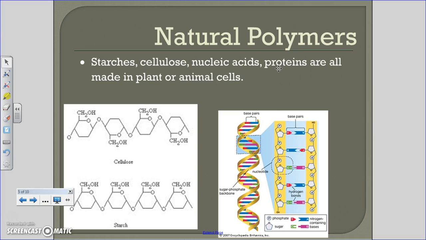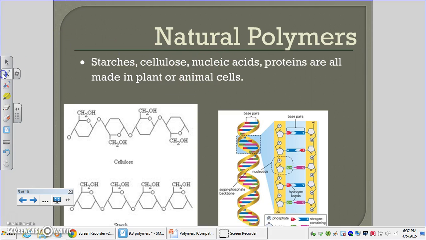Now, all of these are made in either plants and or animals. Again, animals don't make cellulose. We can eat cellulose, but we do not make it. We have 3 different pictures here for our natural polymers. Our first one is cellulose, and we have 4 different rings, 1, 2, 3, and 4. Each corner is a carbon, but scientists just, again, drawing the C because it makes their life a lot easier.